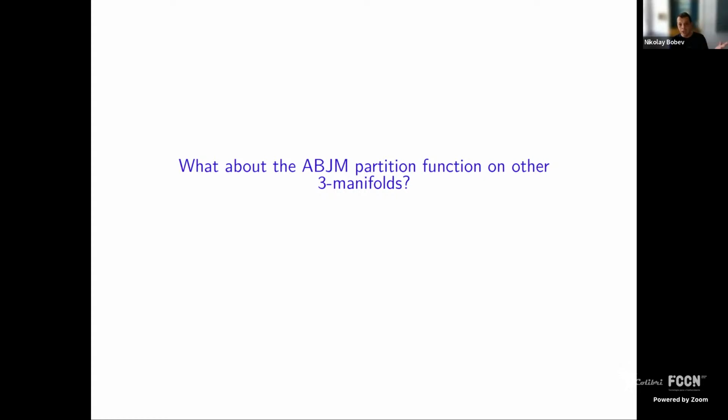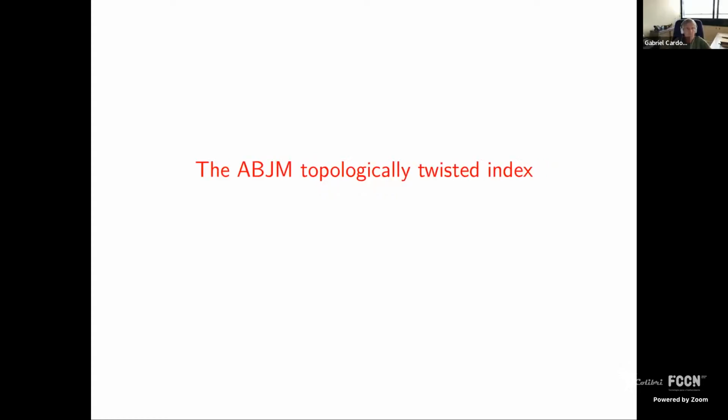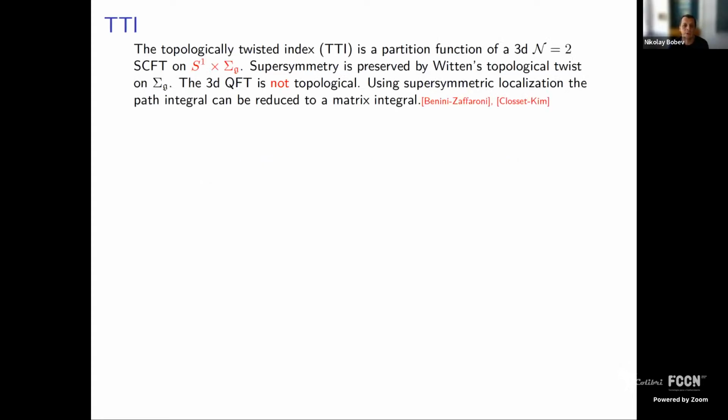Okay, so we found one example where we can make some progress. This may not be the first partition function that you want to compute from the QFT side, but I claim it's an interesting object for various reasons. So let me try to explain what it is. It's called the topologically twisted index. It's a long name, but it's relatively simple to understand what it is.